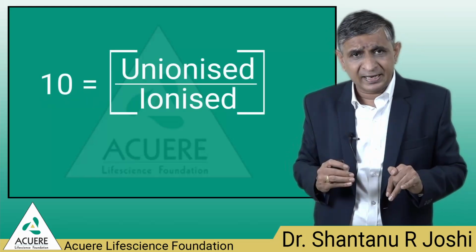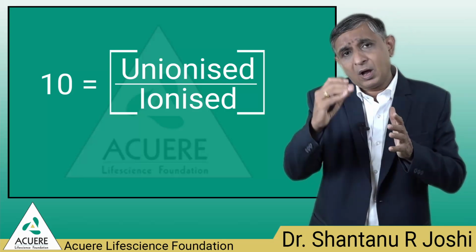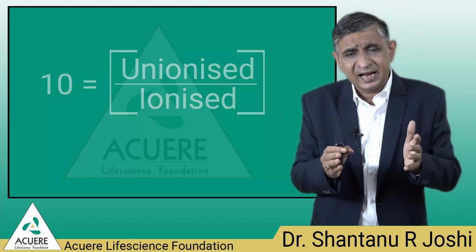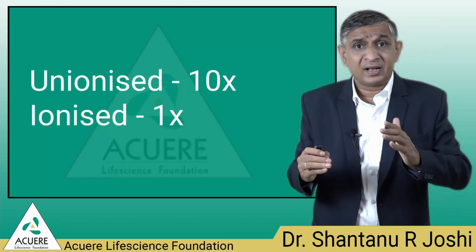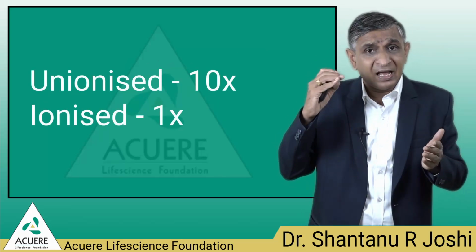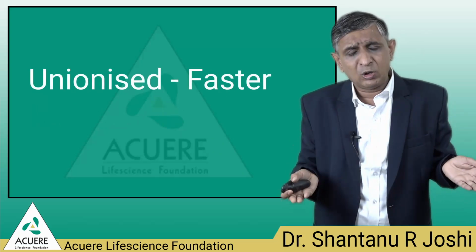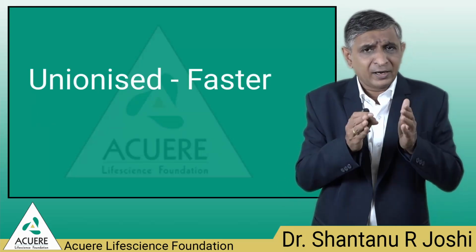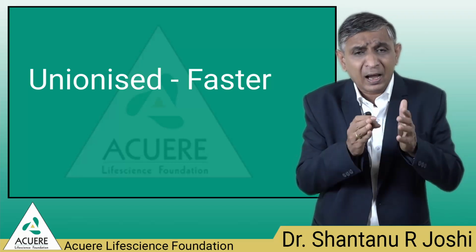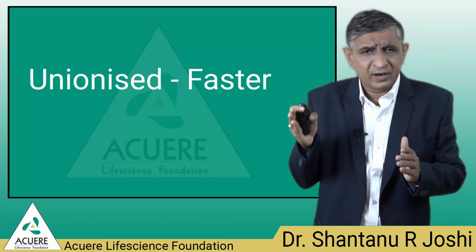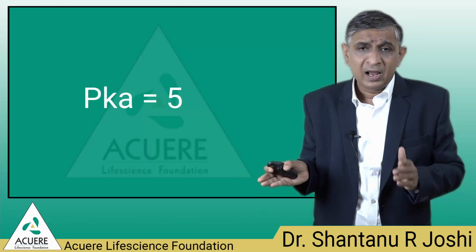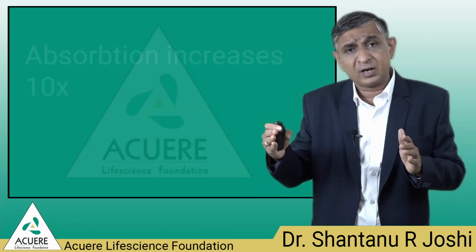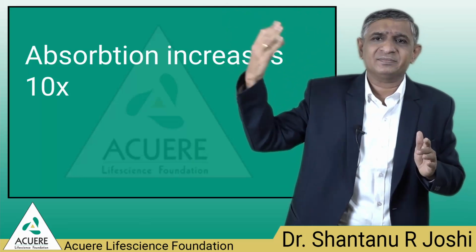The equation will be like this: 10 is equal to unionized upon ionized. What does it mean? It means that the unionized form of the drug is 10 times more than the ionized form. All of you know that the absorption of the unionized form is faster. The unionized drug diffuses earlier. And that's why for a drug having the pK value of 5 in a medium having the pH of 4, the absorption of the drug will increase by 10 times.